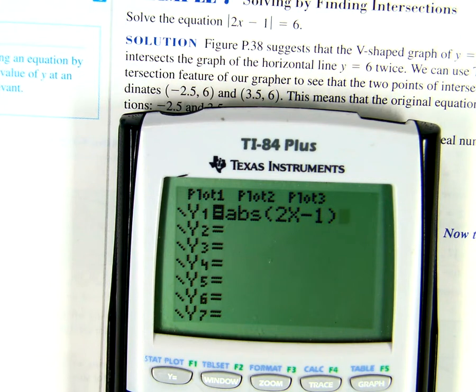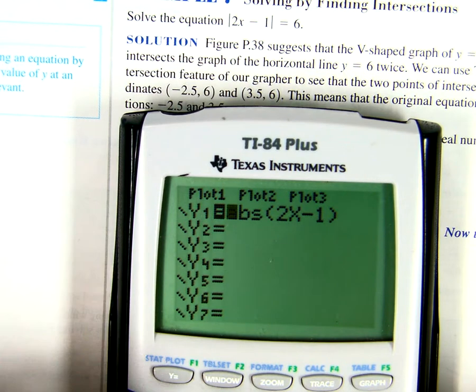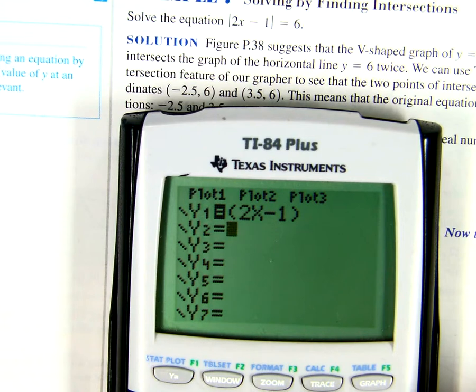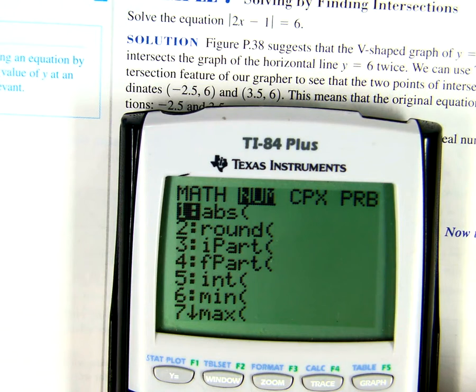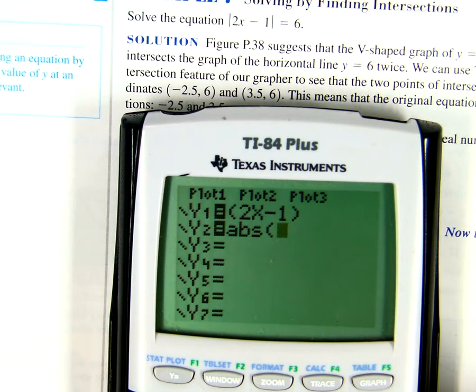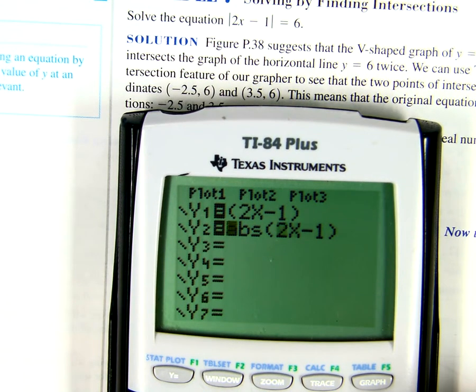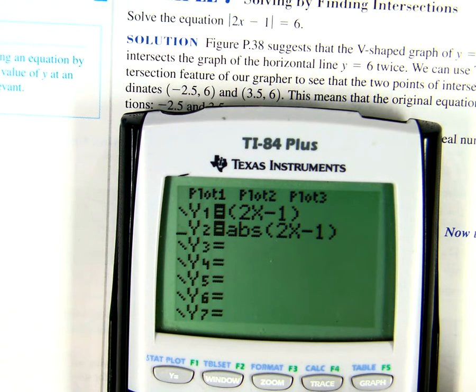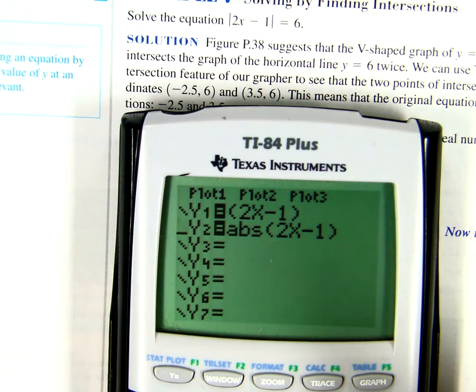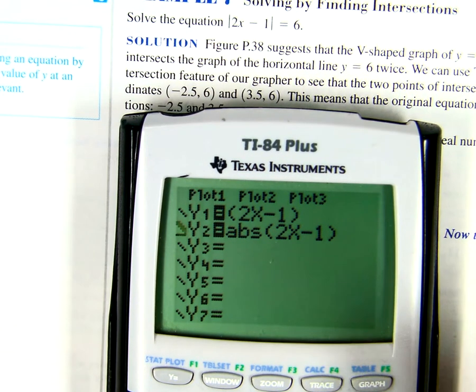Wait, what button did you press again? Math, num. In fact, I'm going to do it this way because I want to show the difference between the two. So if you go math, arrow to num to the right, and do absolute value, you can do 2x minus 1. And I'm going to do it this way. You can go to the left and you can change what happens here for inequalities and different things. I want to use the, I already passed it. There we go. The thicker line.